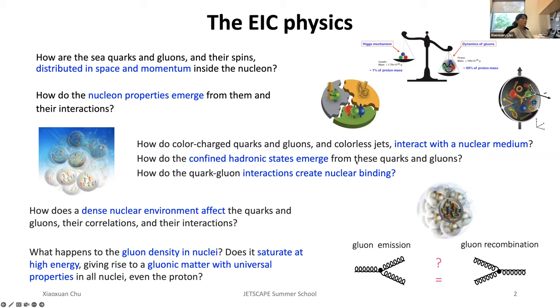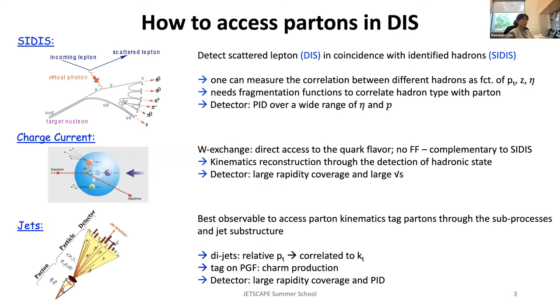Basically, if we want to address all these physics questions, we need to access the partonic level dynamics inside the nucleon. At the EIC, we need to use the electron as a probe. So how can we access the partons in DIS processes? I listed some example channels and also observables. Let's look at the first one. The incoming electron interacts with the proton by exchanging a virtual photon, and we can detect the scattered electron in our detectors. If we only detect this scattered electron, that is the inclusive DIS process.